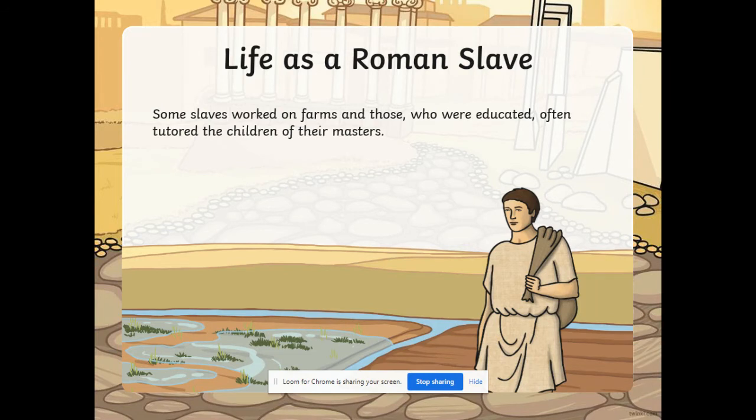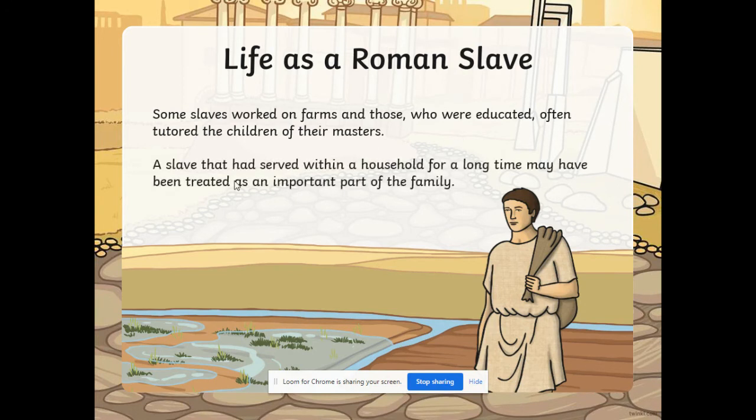Some slaves worked on farms. The educated ones, the ones that could teach, often had to tutor or teach the rich Roman sons and daughters. A slave that served in a household for a long time may have been treated as an important part of the family. Some slaves were treated nicely and were a part of the family.